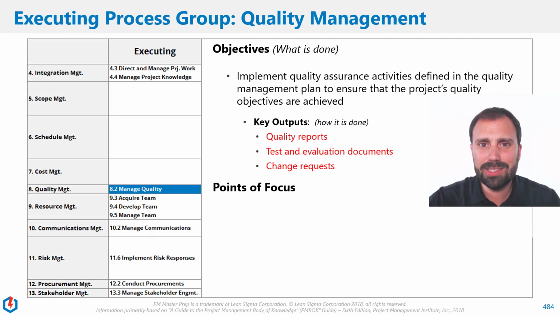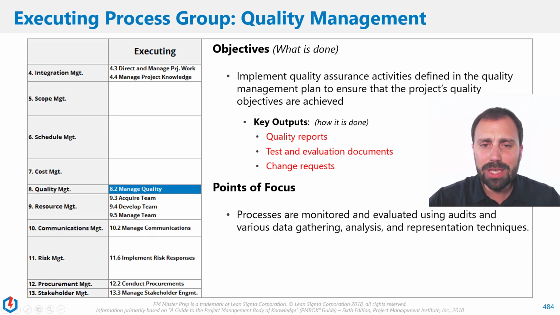Okay, so let's talk through some points of focus. As we go through all of these processes, direct and manage project work and others, we're going to need to monitor and evaluate our work and our products that we're producing using different techniques. We might use audits or various data gathering techniques. We're going to have to take all that data that we pull together and all the insights that we're getting, and do some analysis in different ways. And we might represent the data using different techniques, graphs, etc., so that they help us see patterns and see issues in quality. Or if our quality is great, we're going to have to do a little bit of analysis and interpretation in this manage quality process.